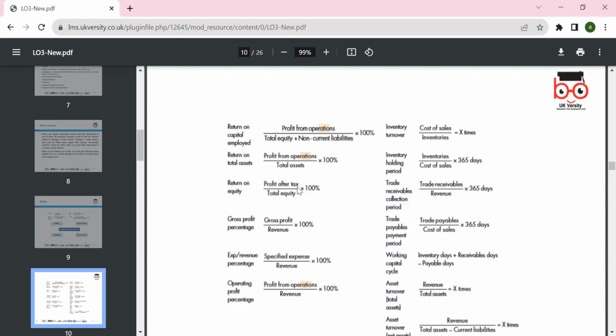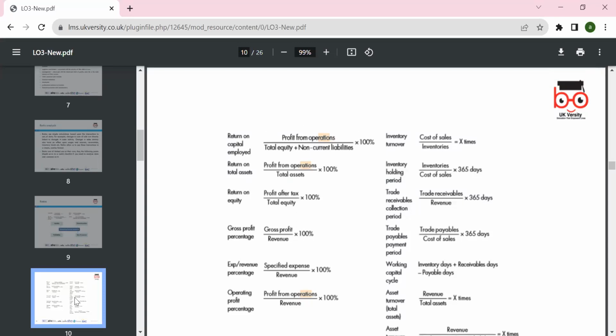VAT is a value added tax, input and output tax. Input is a purchase and output is sales, so those are adjusted figures in the sales and the purchases. What are their net values? That's the key.